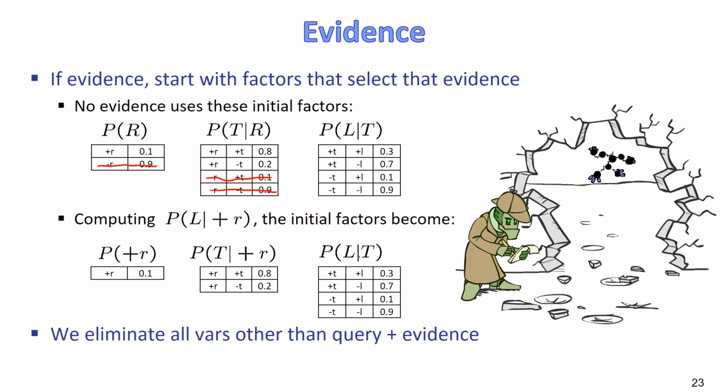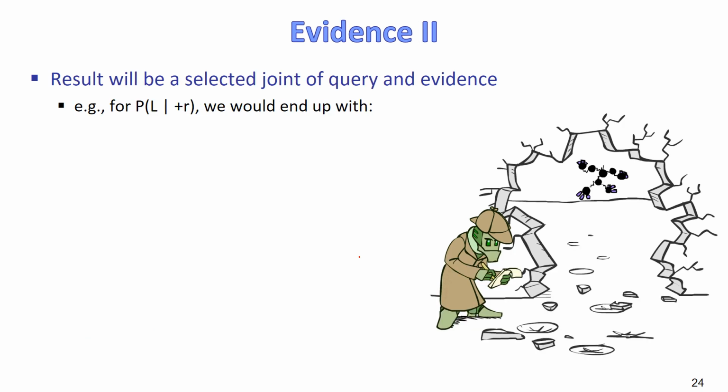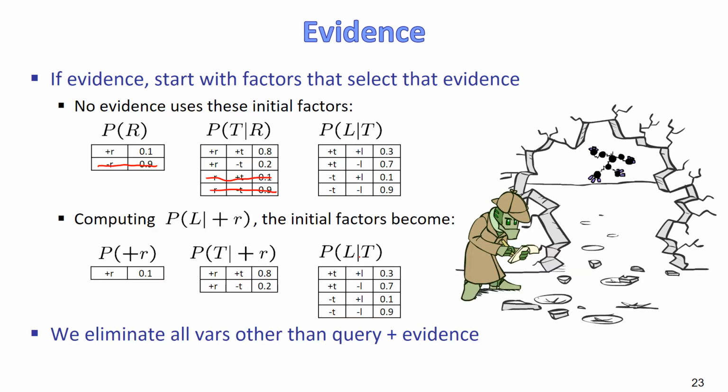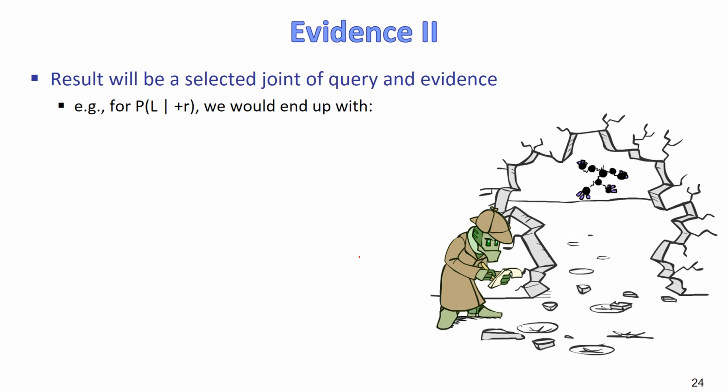Then we eliminate all variables. When we say eliminate, it means we pick one, we join on it, and immediately eliminate it. We pick another one, we join on it, immediately eliminate it. We do that for all hidden variables, which means the variables other than the query and the evidence. Okay? So eventually, after we do join and elimination on all hidden variables, we will have something like this.